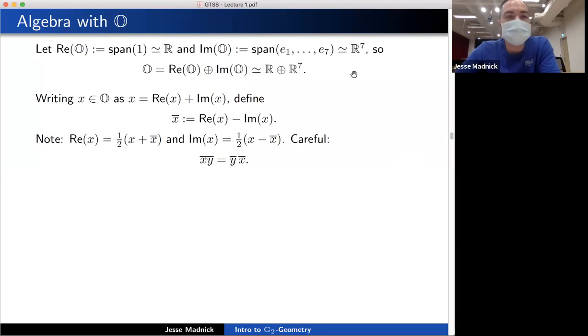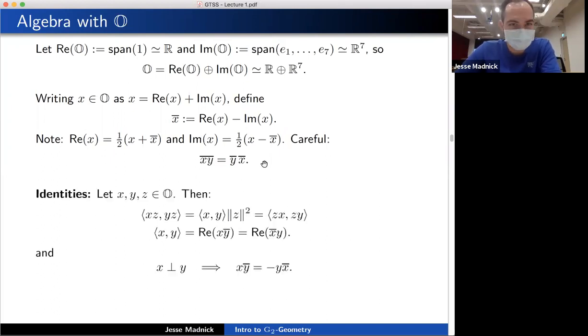And so you can write every Octonion as a real part plus the imaginary part, and then its conjugate is defined as you think it would be. It's the real part minus the imaginary part. So you can recover the real part from X and its conjugate, and the imaginary part from X and its conjugate, in the obvious way. The only thing you have to worry about is that when you do XY bar, that's Y bar times X bar. Again, octonionic multiplication is not commutative. So this is a place where you can make errors if you're not careful.